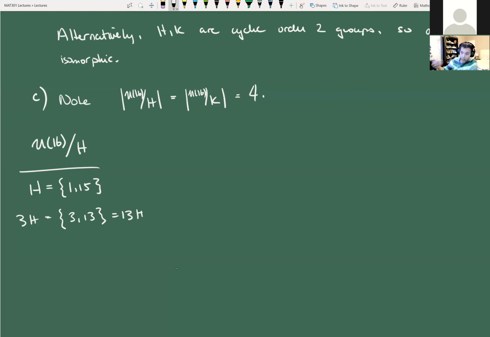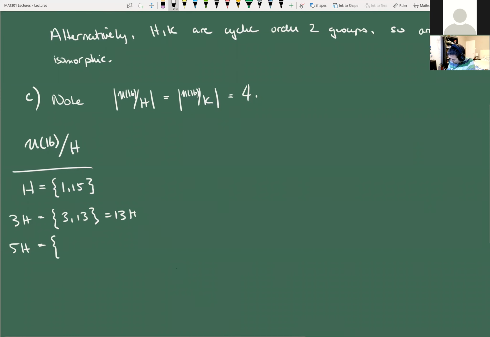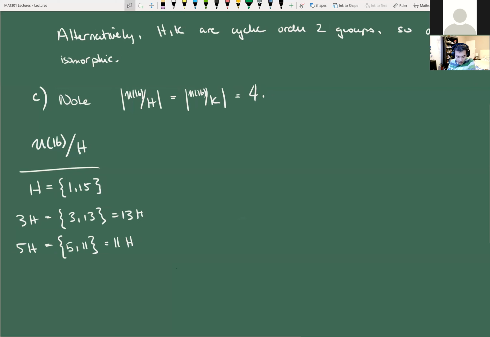because your cosets are equal if the generating element is inside of the coset. We have 5H is equal to {5, 11}, which is also equal to 11H for the same reason. And then we have 7H, and this is going to be the last one, equal to {7, 9}. And that's the same thing as 9H. Okay, so these are our 4 cosets in this group.